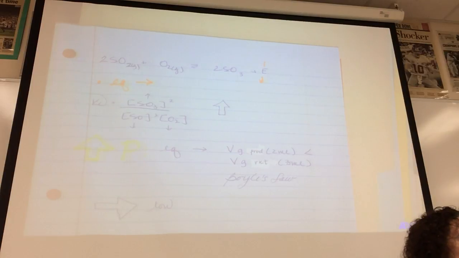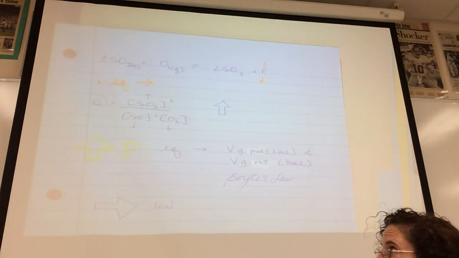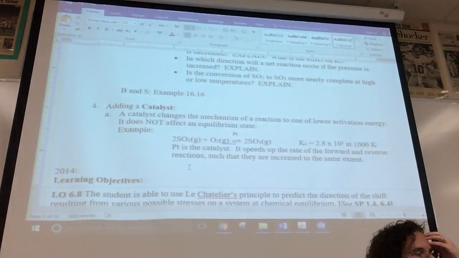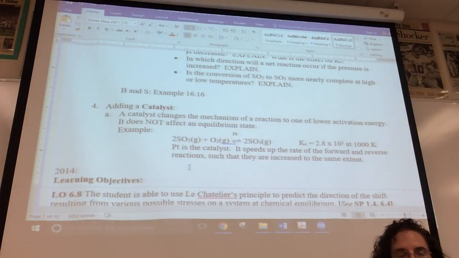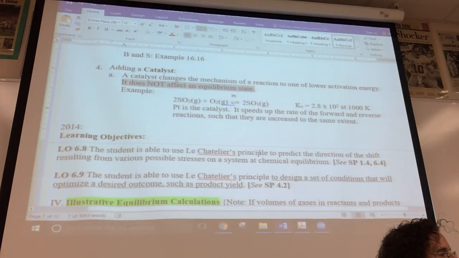In regard to adding a catalyst, we know it speeds up reaction rate by providing an alternative pathway that has a lower activation energy. However, it does not affect equilibrium, because if you increase the rate of the forward reaction, you're going to increase the rate of the reverse reaction. They're at equilibrium. So be careful here. A catalyst does not affect equilibrium. It affects the kinetic aspect, not chemical equilibrium. And that's something they might ask.